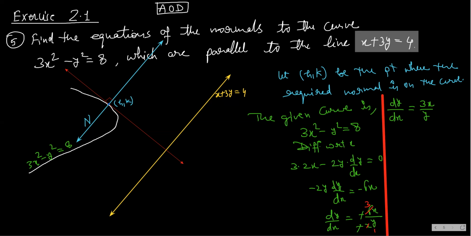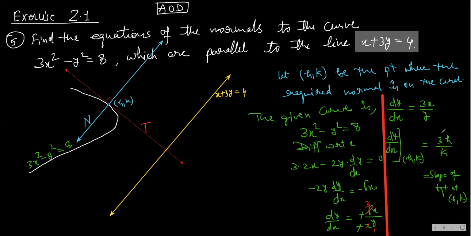It would be treated as what? Slope of this tangent. Okay, so here I write dy by dx at h comma k equals 3h upon k, which is, this is what? This is the slope of tangent at h comma k.